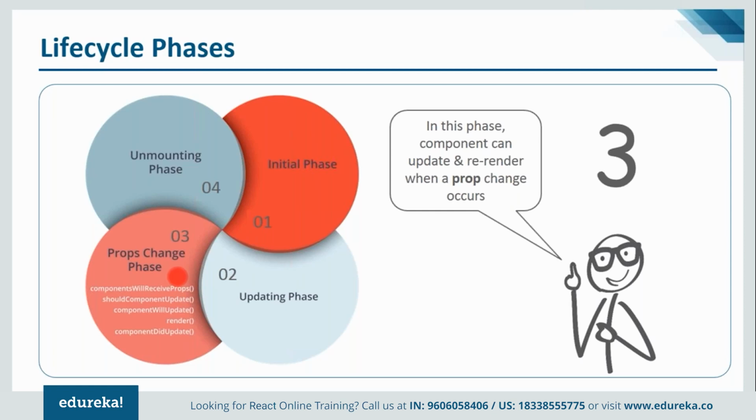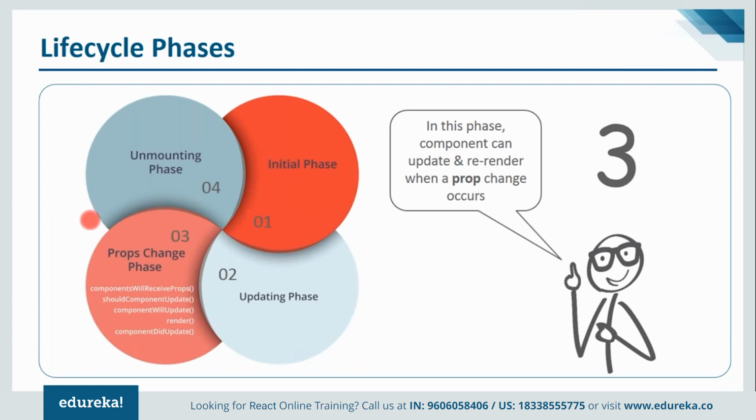And this method basically takes one argument, and this argument will contain the new prop value that is to be assigned to it. Okay, the rest of the lifecycle methods will behave identical to the methods which we saw in the previous phase when dealing with the prop change.